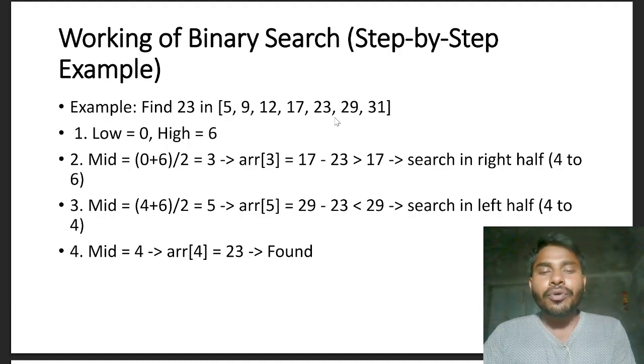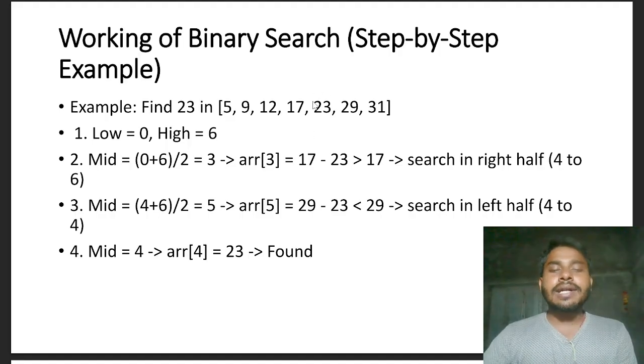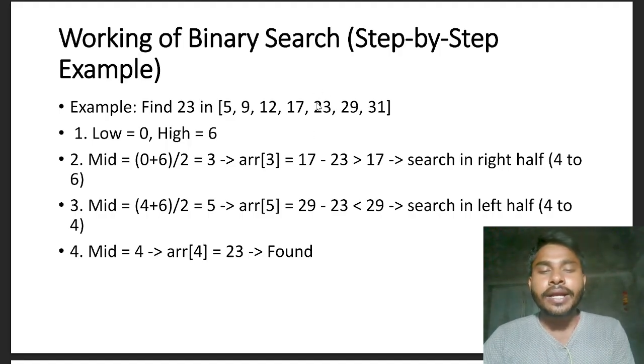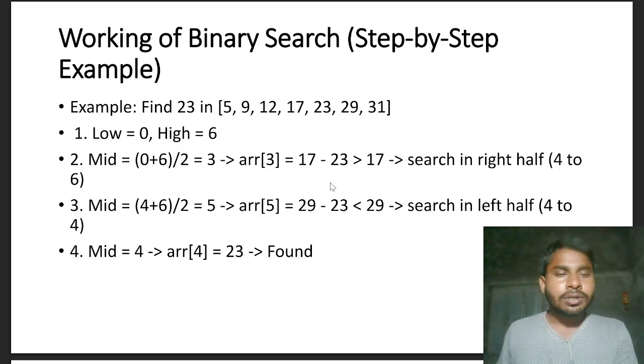At index 4, the value is 23. It means yes, we found the target element. In that case, we return its index. As simple as that. So this is how binary search actually works.